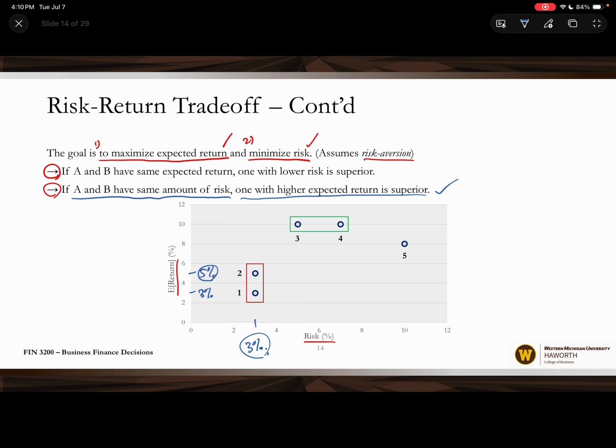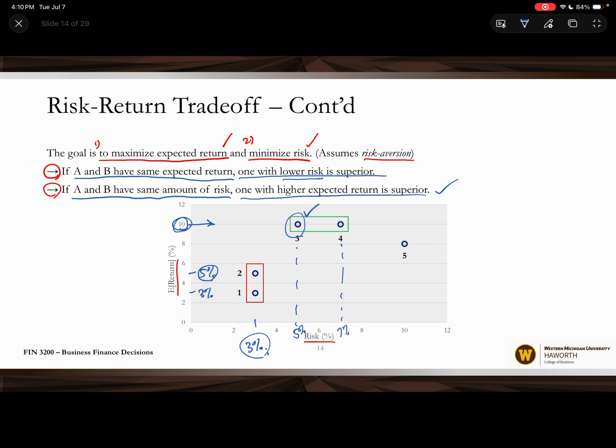Let's look at 3 and 4. Which one's better? For 3 and 4, we're going to use the first rule. If A and B have the same expected return, they both have a 10% expected return, right? But 3 has a lower risk compared to 4. 3 has about a 5% risk volatility. 4 has a 7% volatility. So they're both generating a 10% expected return, but this one has lower risk, so 3 would be superior.